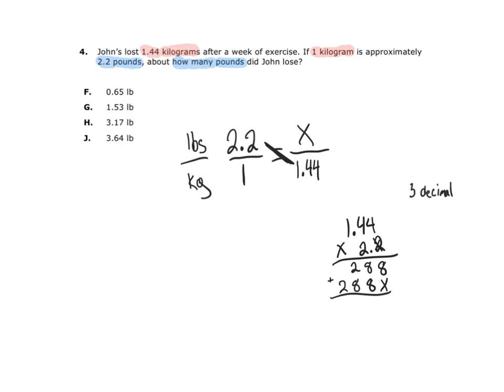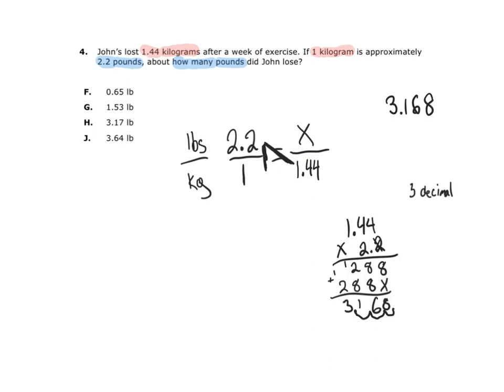Now we need to add. We get 8, 16, carry the 1. 10, 11, carry the 1. 2 and 1 is 3. Now, remember, I said it's very important that we remember there's 3 decimal places up here. So I need to move my decimal 1, 2, 3 places. So I get 3.168.